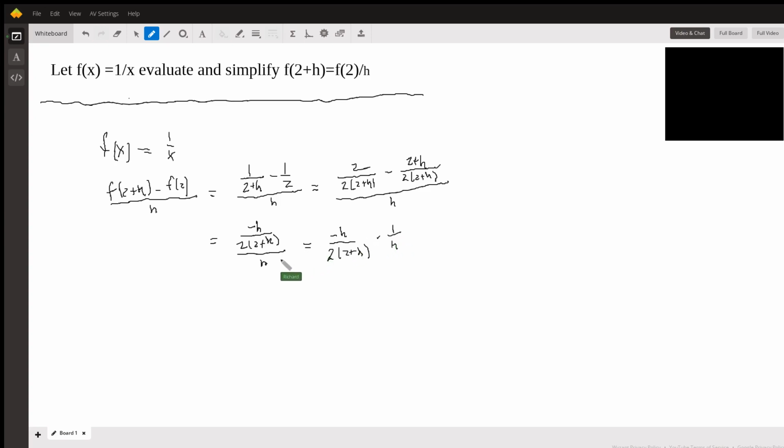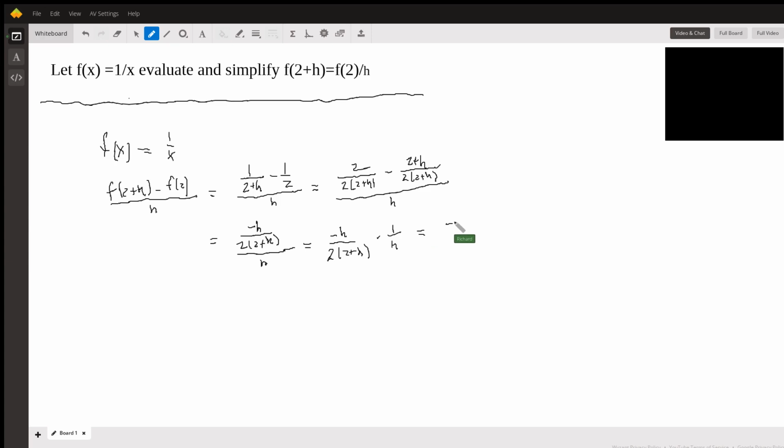This is often referred to as keep, change, flip. Keep, change, flip. We keep the numerator. We change division. This is the division that we're changing, this line here. Changing division to multiplication. So you keep the numerator, change to multiplication, and flip the denominator. So instead of h, you have 1 over h. Keep, change, flip. It's used all the time.